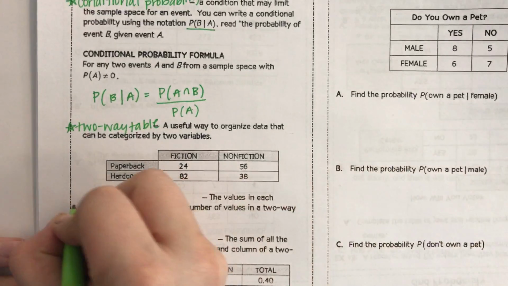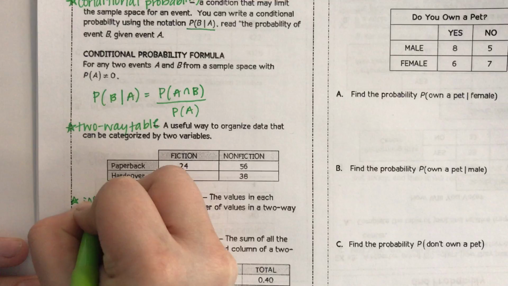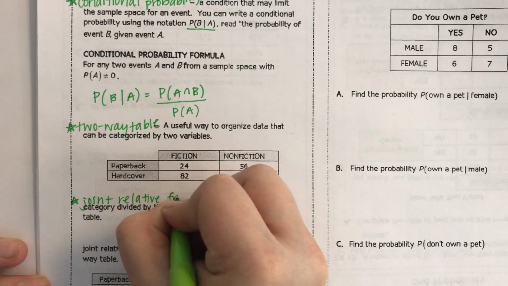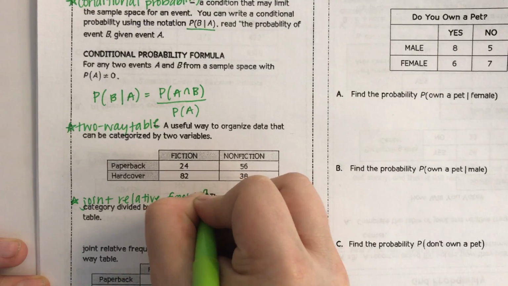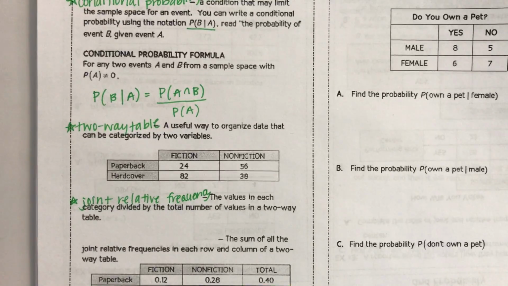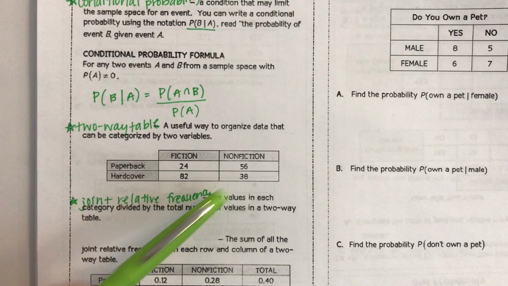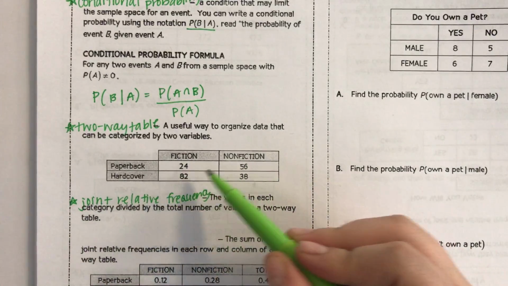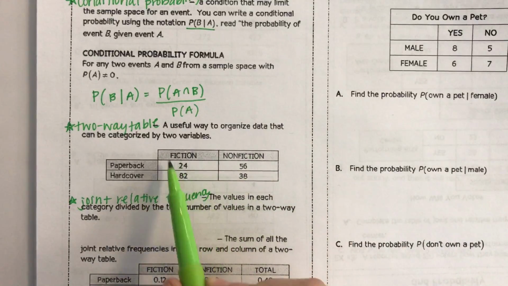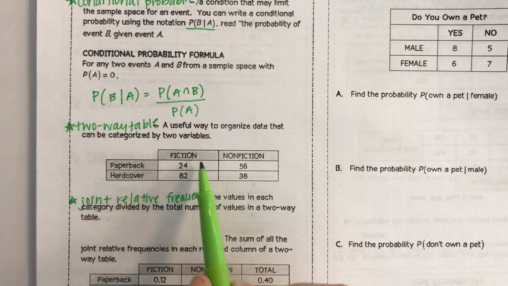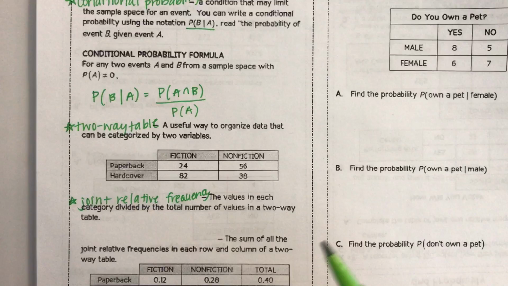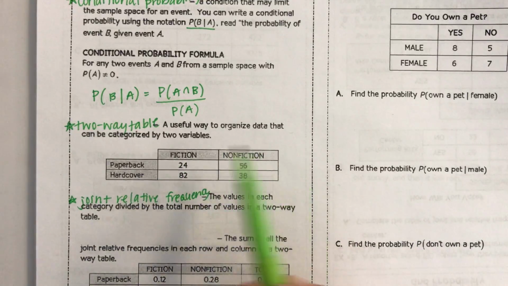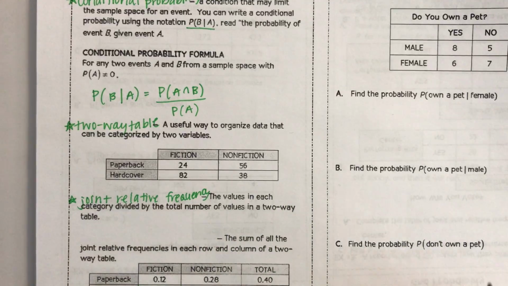So, joint relative frequency. I write too big, but that's okay. It's the value in each category divided by the total number of values in a two-way table. So each little square here is called a category. So 24 is the category of paperback fiction. So if I wanted to figure out the joint relative frequency of that, I would divide 24 by the total number of books that I have.